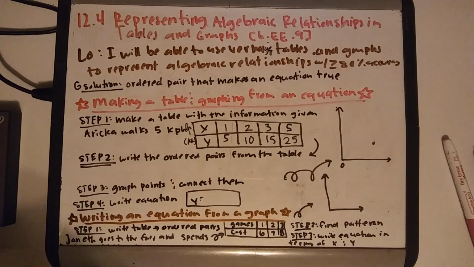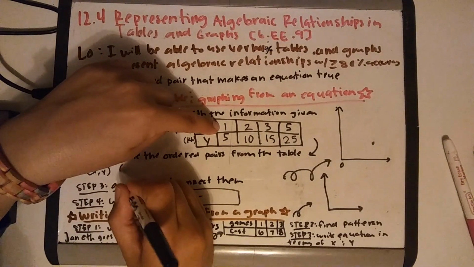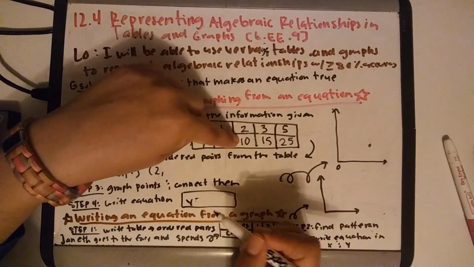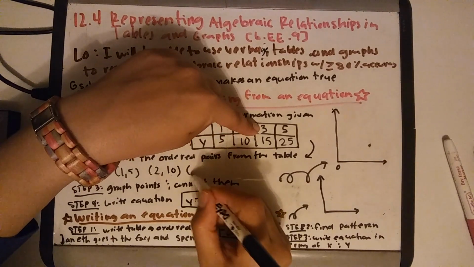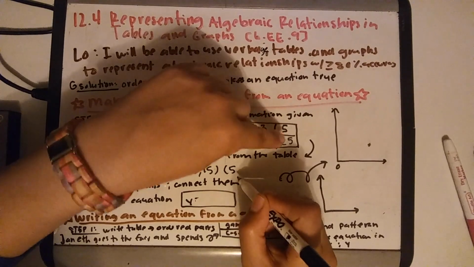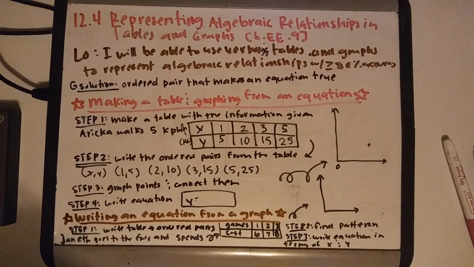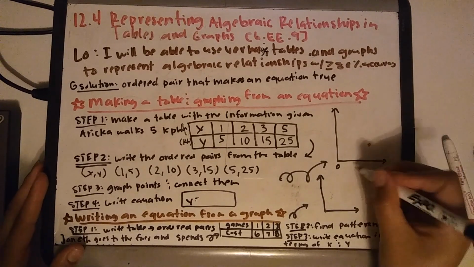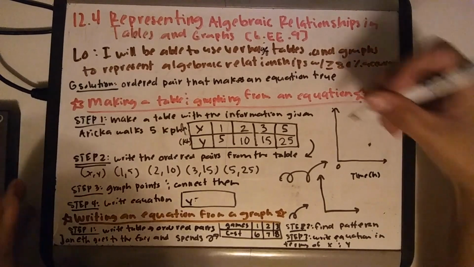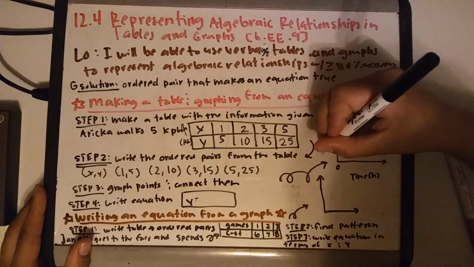Okay, and now I'm going to write the ordered pairs. Remember, ordered pairs go x comma y. So I'm going to take my x 1, y 5; x 2, y 10; x 3, y 15; x 5, y 25. So then I have my ordered pairs. Okay, and then I'm going to do my graph. I know that my x is my time in hours, and I know that my y is the kilometers, so I'm going to say distance in kilometers.